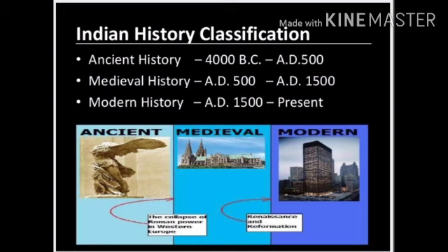Next is the medieval history. It is taken from AD 500 to 1500, and the medieval history is also divided into three parts. Now the next is the modern history, that is 1500 to present. When the Britishers came, from then till today, it is counted as modern history.